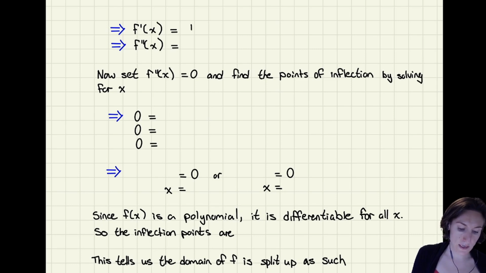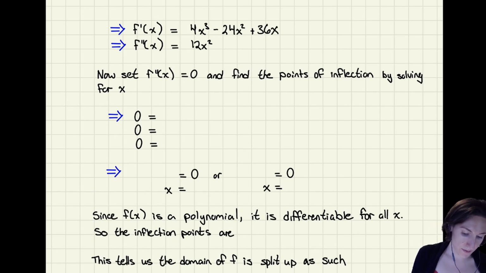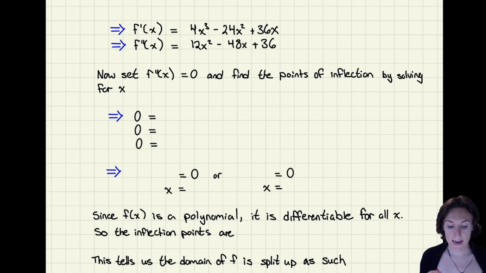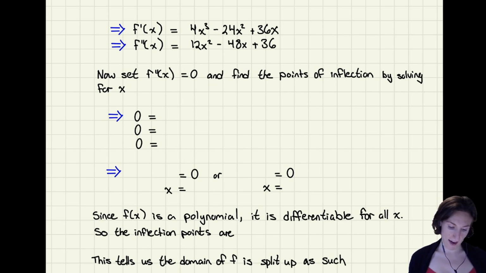So by the power rule, I'm going to get 4x cubed minus 8 times 3 is 24x squared plus 18 times 2 is 36x. Differentiate again. I have 12x squared minus 48x plus 36. And now it's a polynomial, so we don't have any issues with discontinuities or points not existing for the function or the first or second derivative. So let's set f double prime equal to 0 and solve for x.